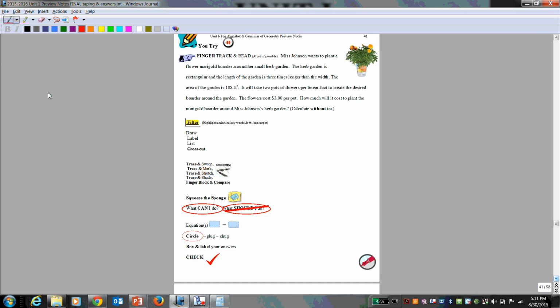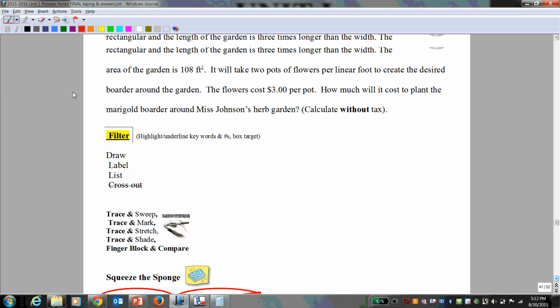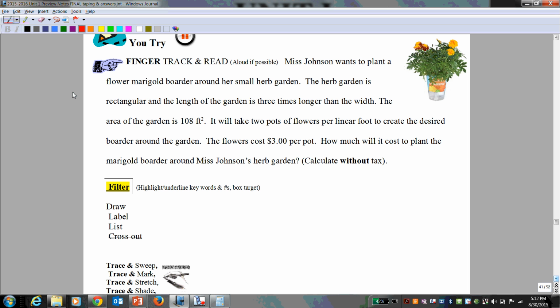Welcome back. Let's see how you did here. So the first thing you should have done was filtered. So it says, Miss Johnson wants to plant a marigold flower border around her small herb garden. The herb garden is rectangular, and the length of the garden is 3 times longer than the width. The area of the garden is 108 feet.